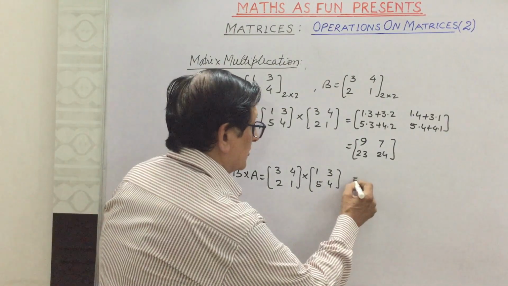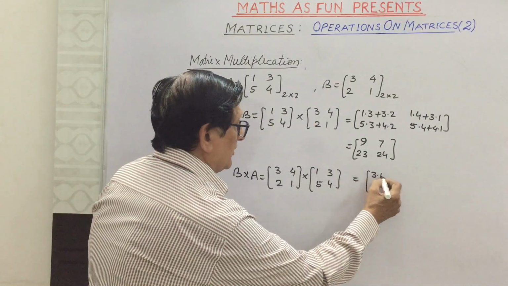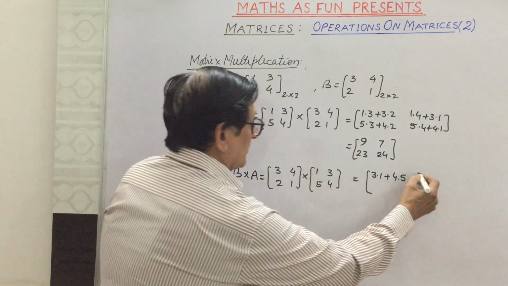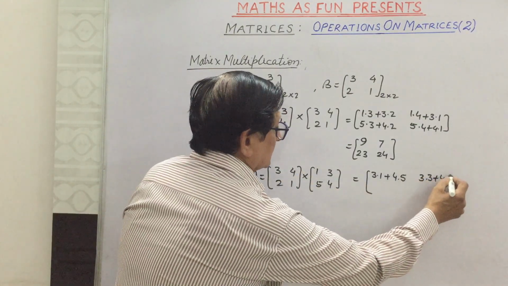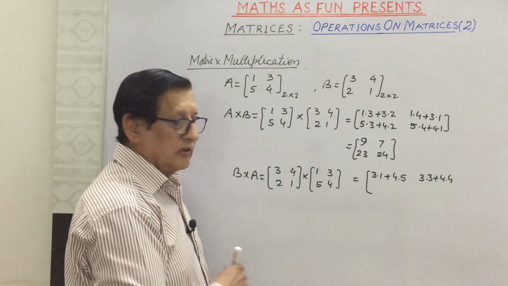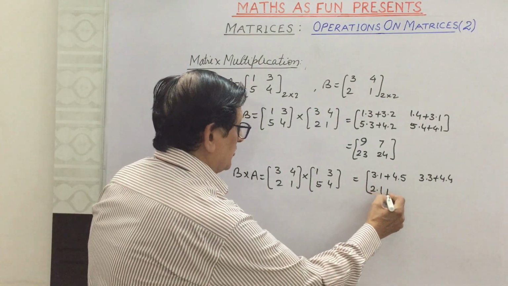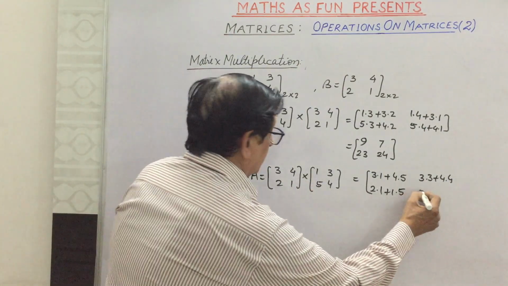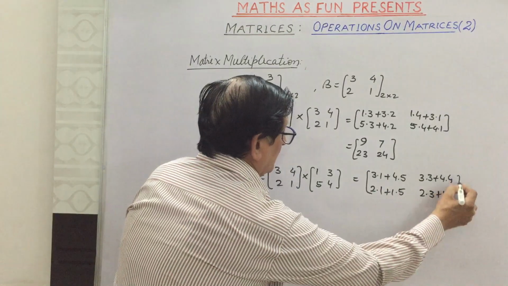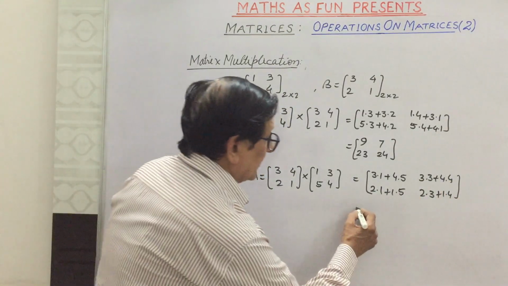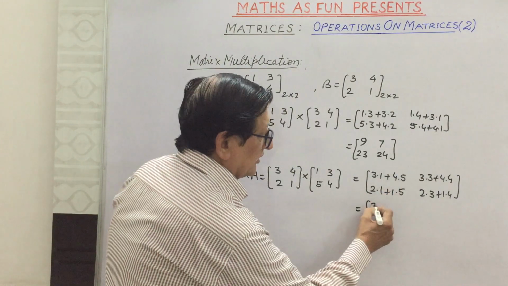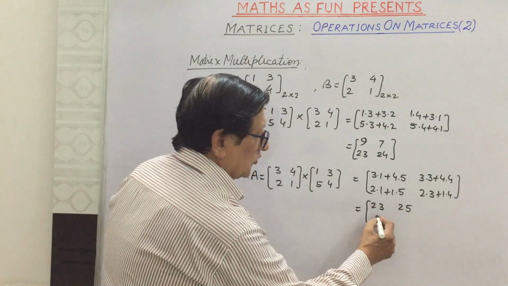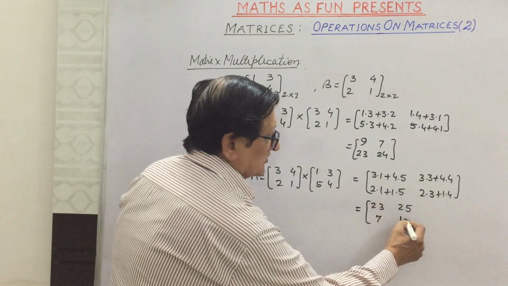And we multiply according to the rule, that is 3 into 1 plus 4 into 5. First row, second column, 3 into 3 plus 4 into 4. Second row, first column, 2 into 1 plus 1 into 5. Second row, second column, 2 into 3 plus 1 into 4. Finding the sum, we get here 3 plus 20, that is 23, 9 plus 16, that is 25, 2 plus 5, that is 7, and 6 plus 4, that is 10.